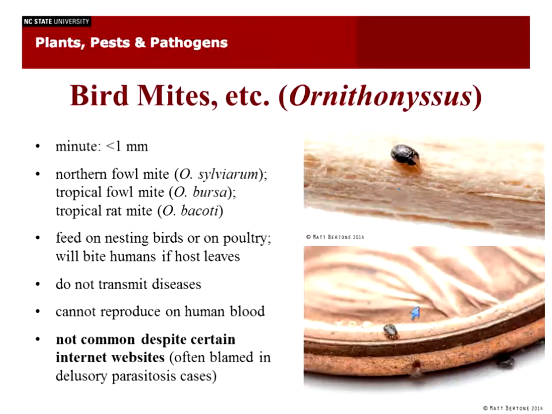Lastly, bird mites. These are Ornithonyssus species. They are minute, less than a millimeter. So here's one on a toothpick, and here's some on a penny. So you can see they're very small arthropods.